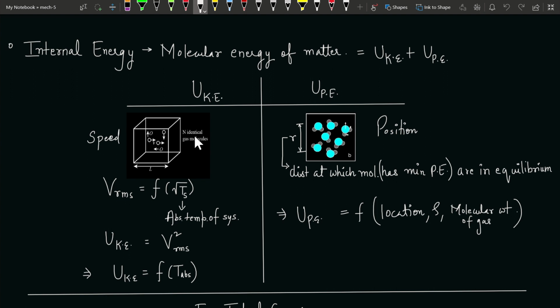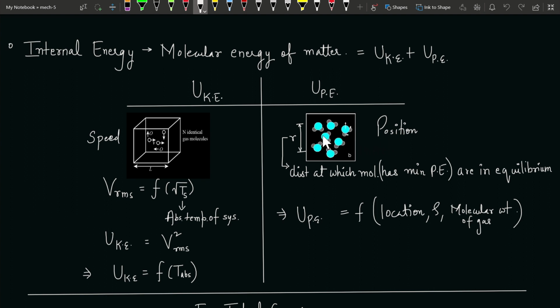So one thing is important here: kinetic internal energy depends on the speed of the molecules. If the molecules have higher speed, then they'll have higher temperature. That means they'll have more kinetic internal energy. Now next is potential internal energy. What is this? It depends on the position, as we have written here.